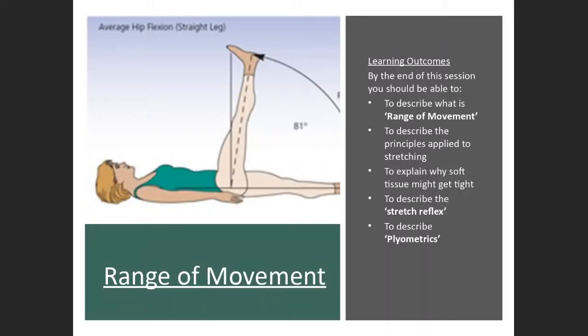So what are we going to cover today? Well, there's quite a lot to cover. So we're going to want you to describe exactly what range of movement is. And just like everything in PET, there's some principles around stretching and around range of movement. And then we're going to explore some things about why tissue gets tight, and then describe the stretch reflex, and then coming on to things like plyometrics, which is the stretch shortening cycle, and how we can sort of mess about with those various things.